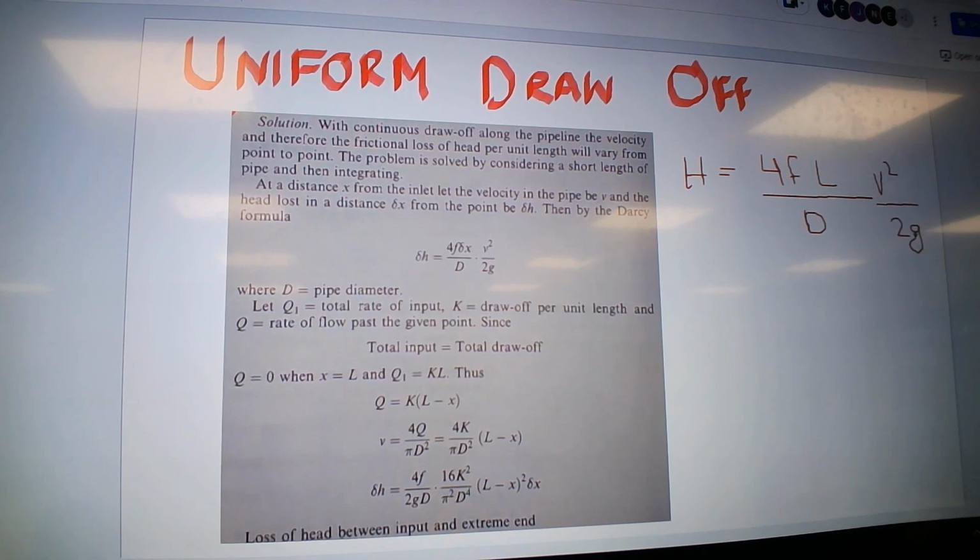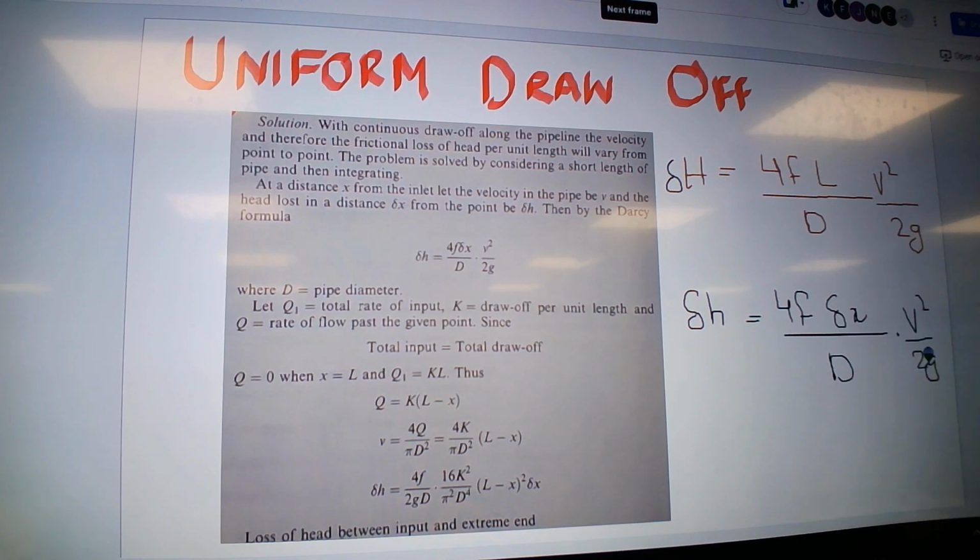Now, I've just taken a part of it, so instead of h, I'm going to call it delta h. The 4f is still there, but instead of the whole length, I'm just going to call it delta x, over d, and v square over 2g. Yeah, so I will do that one, where d is the diameter.